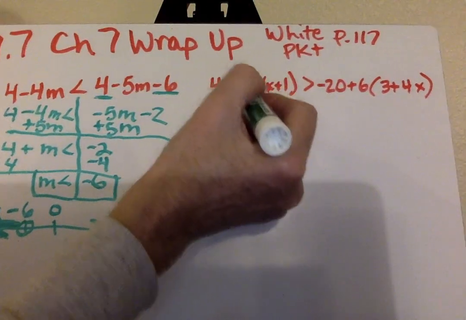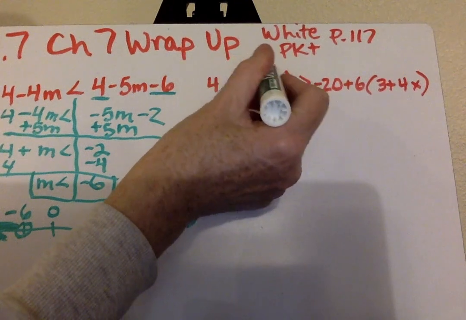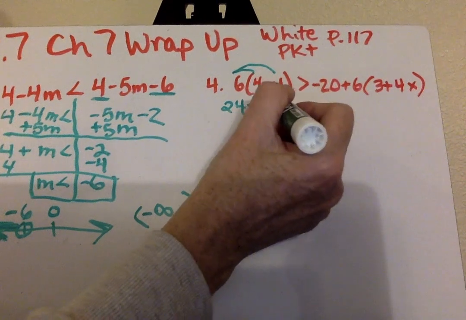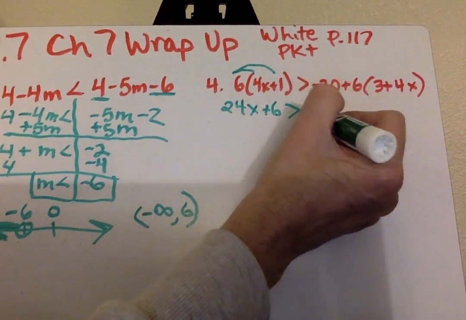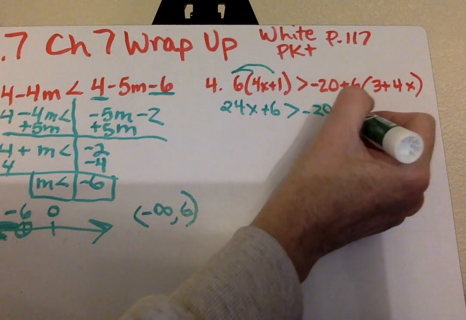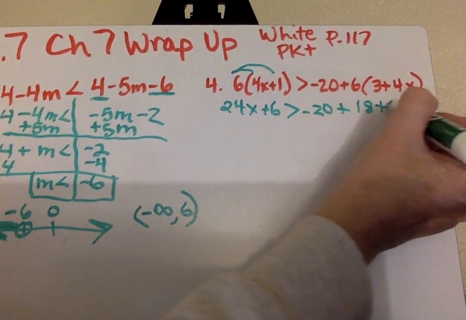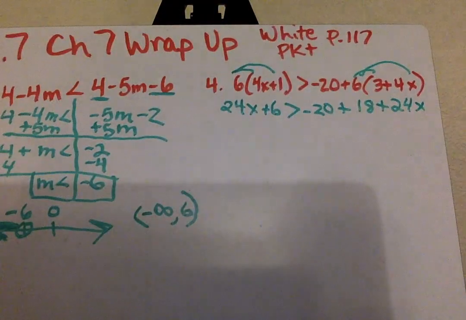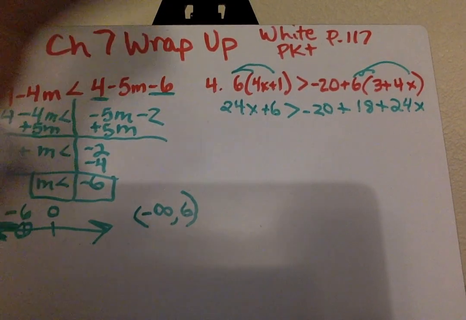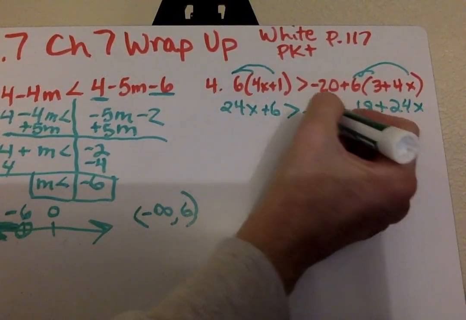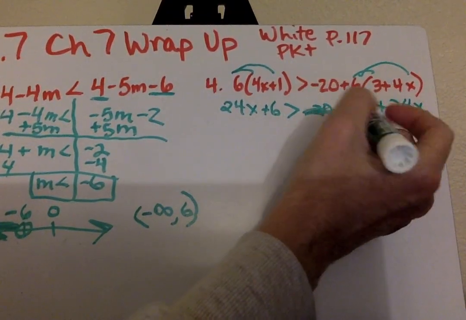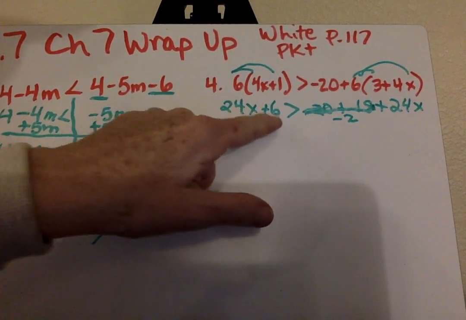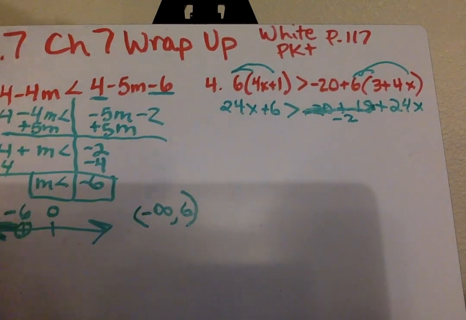Okay, I'm going to go ahead and use the distributive property here. Draw my arches. 24x plus 6 is greater than -20 plus 18 plus 24x. So again, distributive property. Next, we want to combine like terms. I'm going to add -20 plus 18. I'm going to just put -2 right there when I add that. So I have 24x plus 6 is greater than -2 plus 24x.